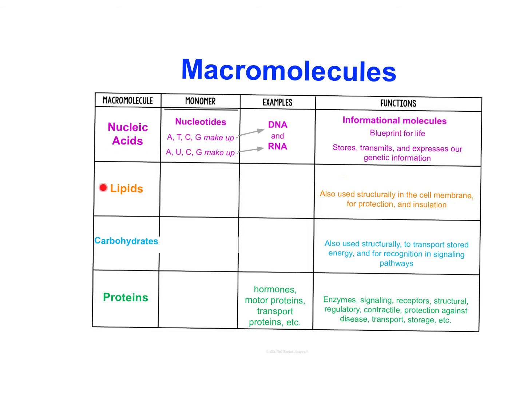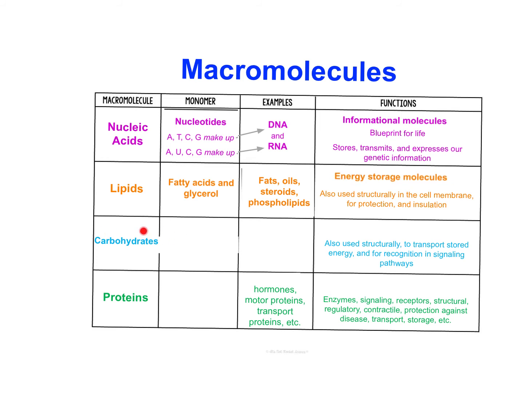Now, if we move on to our lipids, the monomers are our fatty acids and glycerol. And our fatty acids are going to be put together to make our different types of lipids. So we could have fats, oils, steroids, and phospholipids. And the functions that these types of molecules give us is that they are used in our cell membrane, they're used for protection and for insulation. So we are going to call these our energy storage molecules.